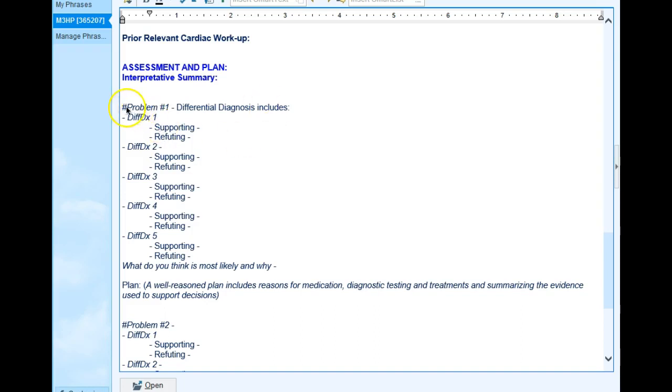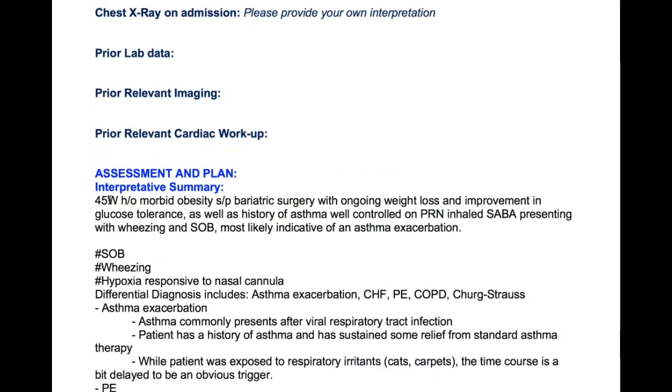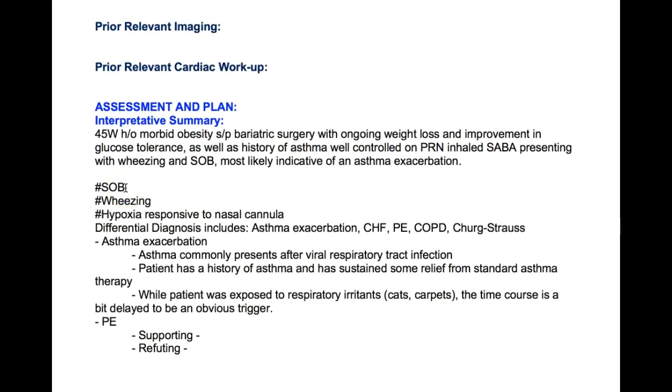So I often tell you, for problem number one, be very careful that you use a problem. Many students will put their problem number one as the actual diagnosis, so congestive heart failure or asthma exacerbation. I would encourage you to take a step back and say, what's the actual problem here, not necessarily the diagnosis. So in the case of the patient's HPI that I was giving you, the problem, and it can be a cluster of problems: shortness of breath, wheezing, and hypoxia responsive to nasal cannula oxygenation.